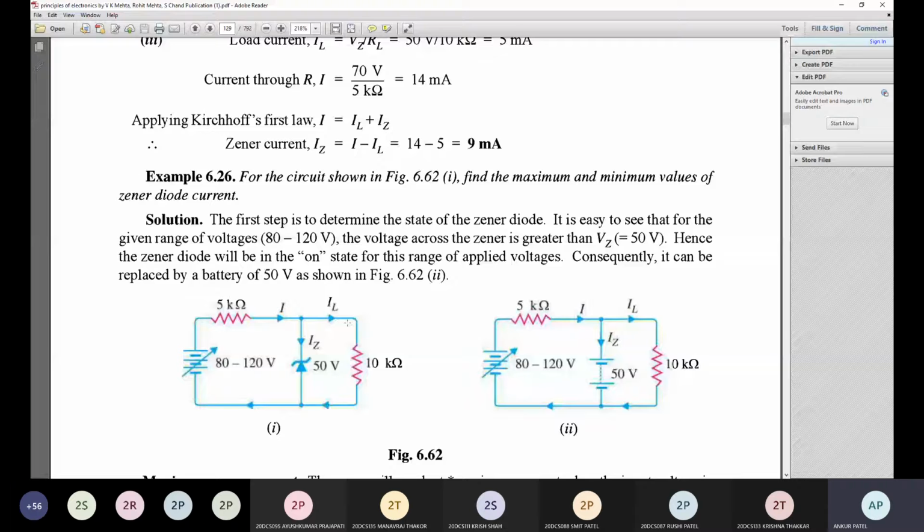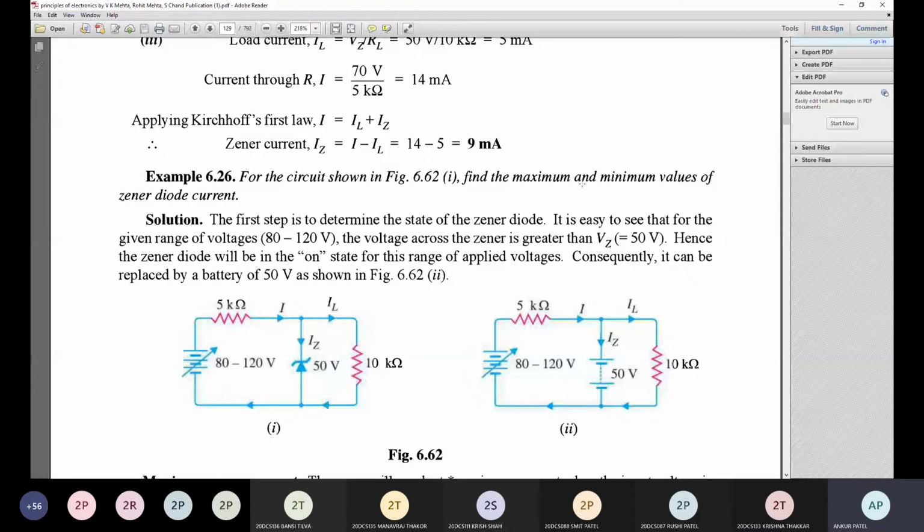Sir, find the maximum and minimum current. When do we get the maximum current according to the circuit diagram? When the voltage is maximum, but in what amount? 120. Yes. When the input voltage is 120 volt, then we'll get the maximum current I, and accordingly the maximum current IZ. When we consider 80 volt, then we'll get the minimum I, or minimum IZ.